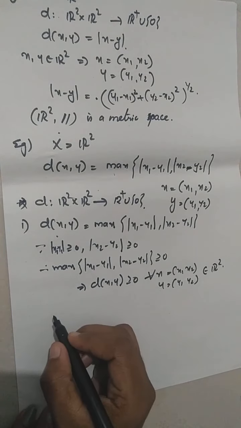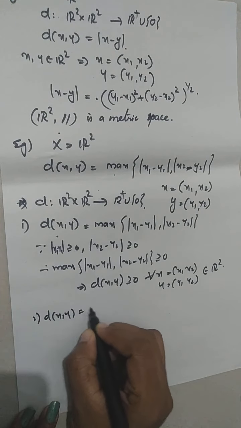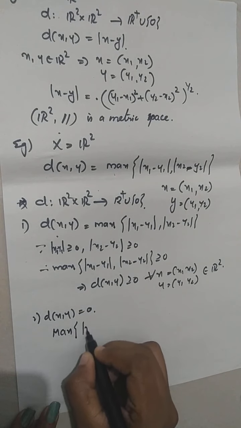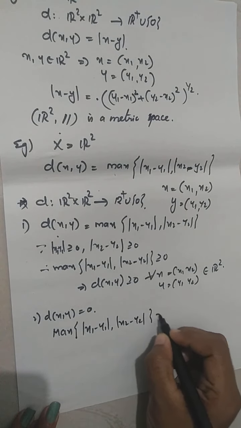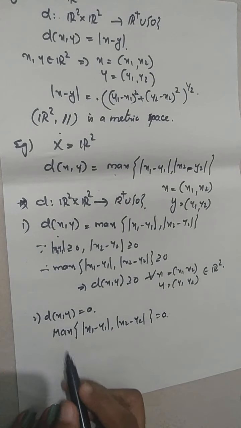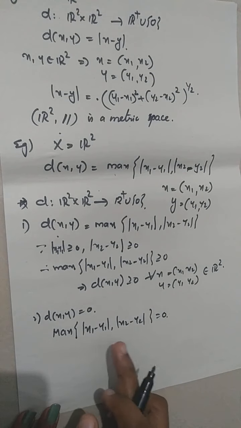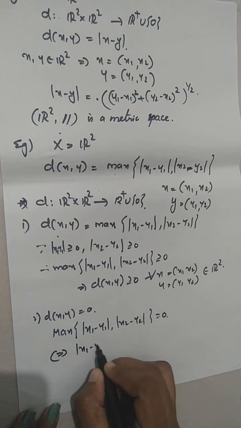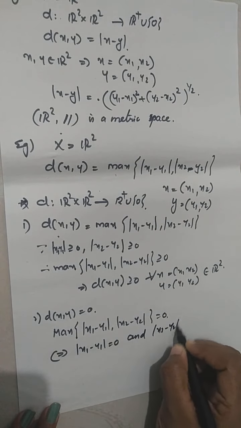Okay, now the second property: d(x,y) = 0. Assume that d(x,y) = 0. So when d(x,y) = 0, the maximum of modulus of x1 minus y1, comma, x2 minus y2 equals 0. Maximum of two nonnegative real numbers is equal to 0 if and only if both the terms, modulus of x1 minus y1 equal to 0 and modulus of x2 minus y2 equal to 0.